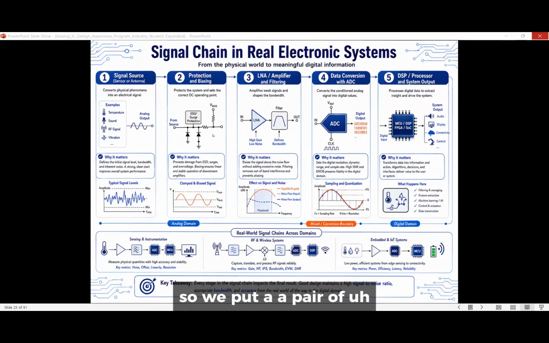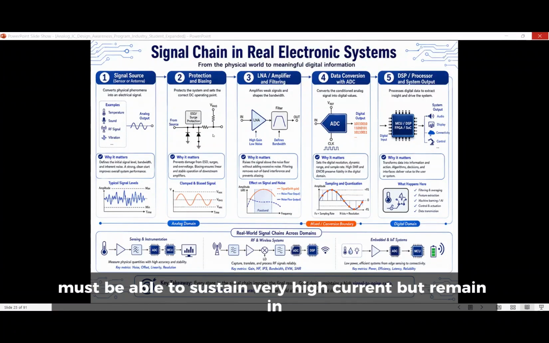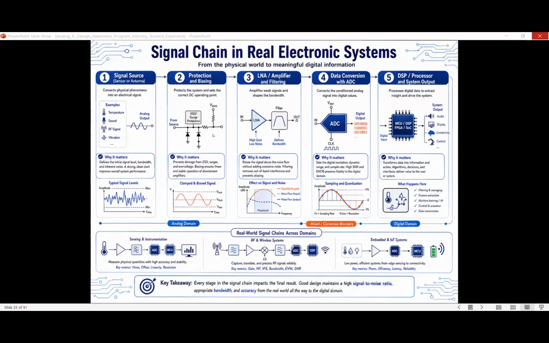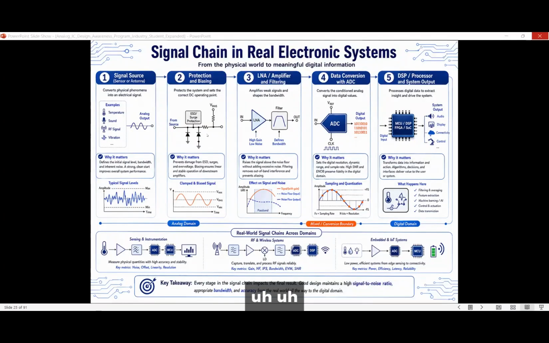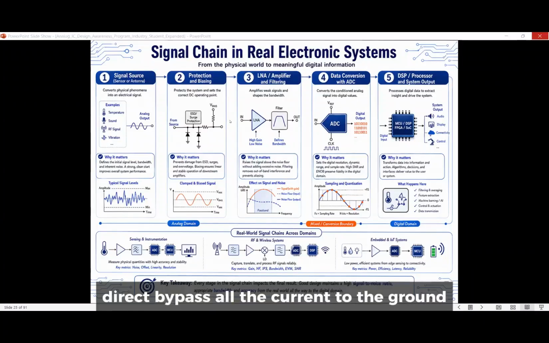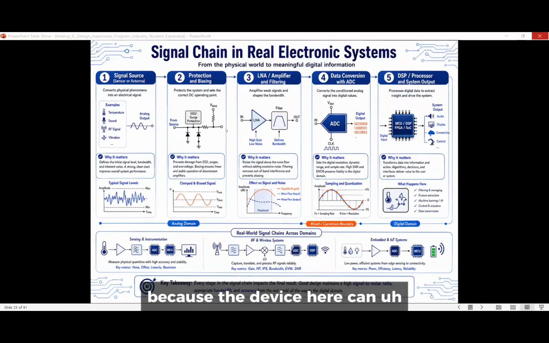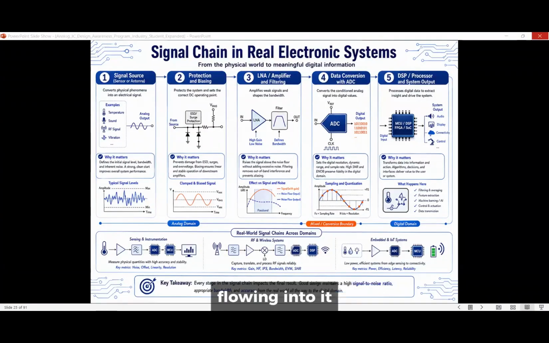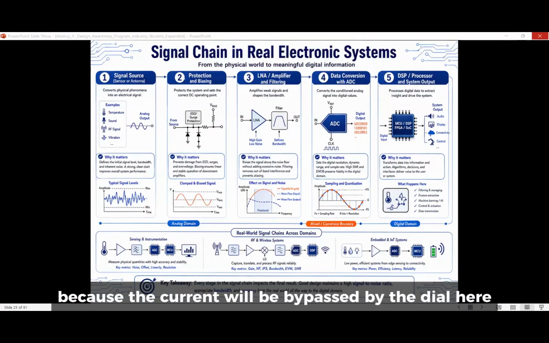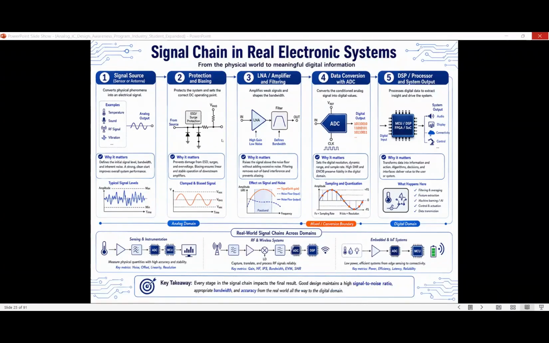So we put a pair of diodes here. The diode must be able to sustain very high current, but remain in a safe region, right? So once the charge comes during the PCB or wire bonding fabrication, the diode will simply bypass all the current to the ground and ensure the device is safe, because the device does not have a chance to observe any current flowing into it, because the current will be bypassed by the diode here, right?